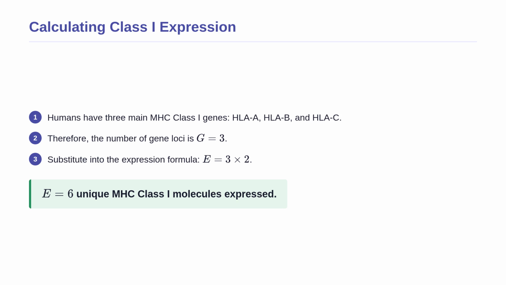We substitute this into our formula, giving us E equals 3 times 2. Solving this gives us a final answer of 6. This means every nucleated cell in this person will express exactly 6 different types of MHC class 1 display windows.